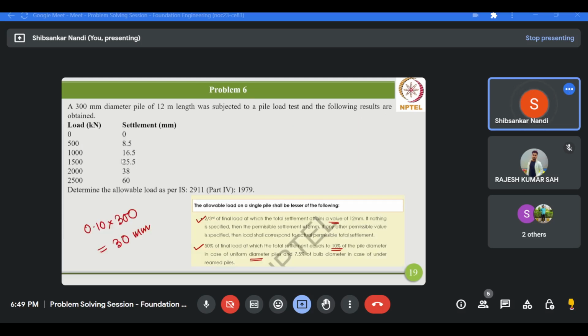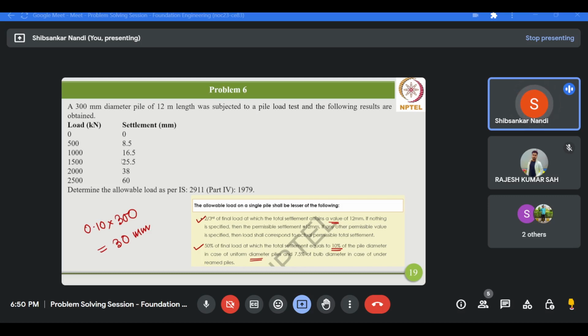So in this way you can calculate the allowable load of a single pile based on load settlement data obtained from a pile load test. Two conditions you need to follow: 2/3 of the final load at which total settlement attains a value of 12 mm, if no other permissible settlement value is specified, and the second condition is 50% of the final load at which the total settlement equals 10% of the pile diameter. This is for the case of uniform diameter piles, and 7.5% of bulb diameter in the case of under-reamed piles.